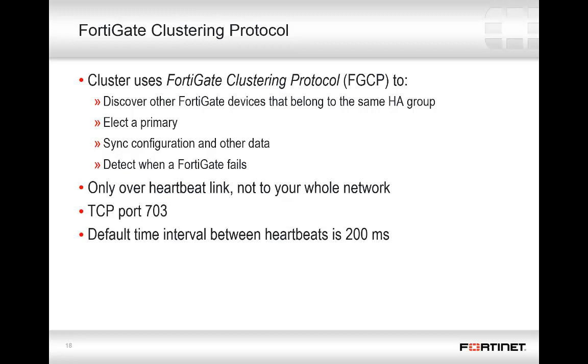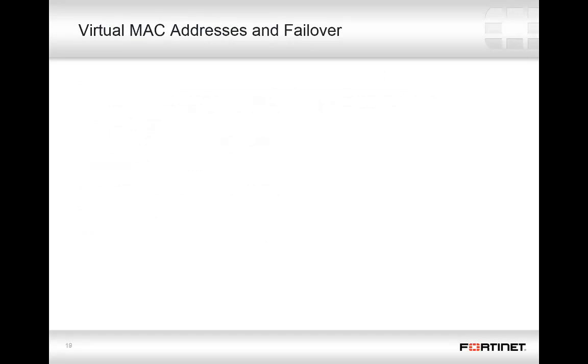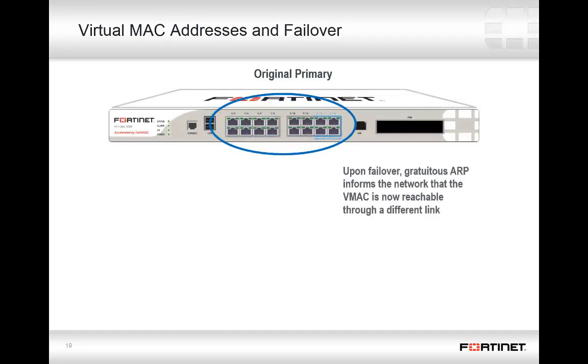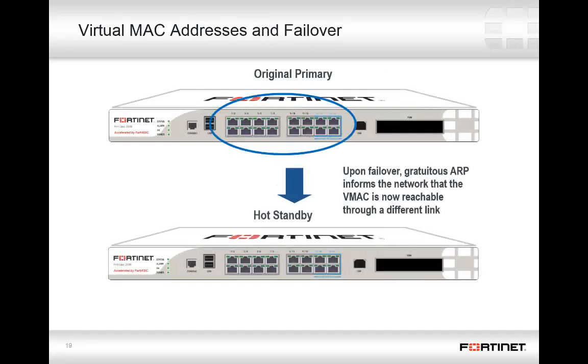How do other devices in your network discover which HA FortiGate should receive traffic? To train your network to forward traffic correctly, FortiGate HA uses virtual MAC addresses. When a primary FortiGate joins an HA cluster, each interface is given a virtual MAC address. Through the HA link, the primary informs all secondaries.